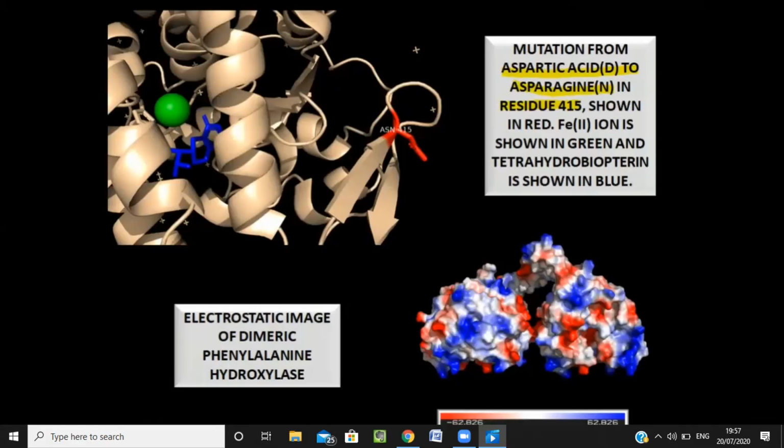This is an electrostatic image of a dimeric phenylalanine hydroxylase. The red zones represent negative charges, the blue zones represent positive charges, and the white zone represents neutral areas. This image has also been created through PyMol.